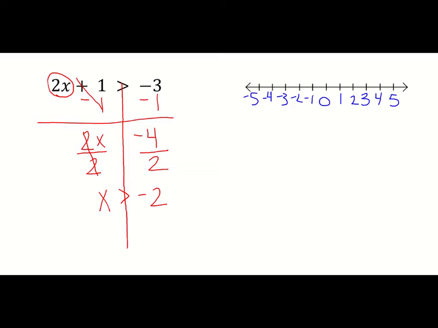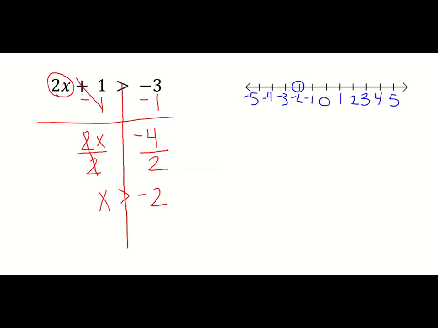And what we're going to do when we graph, first we take a look at our inequality symbol. This is greater than. When it's just greater than or less than, that means our answer is actually not a solution. So we use what's called an open circle. So at negative 2, I'm going to put an open circle. And then this says any number greater than negative 2.